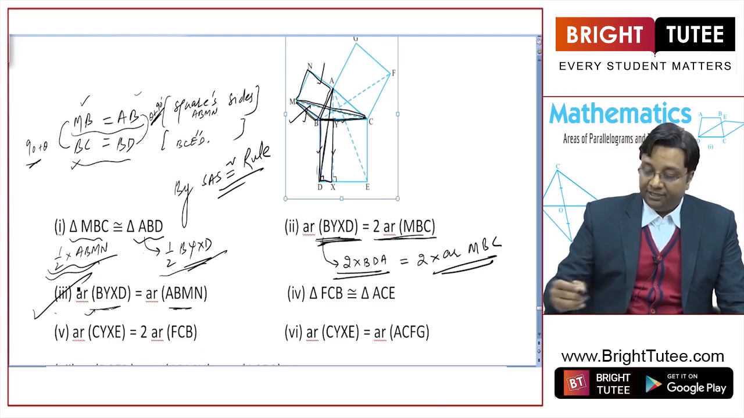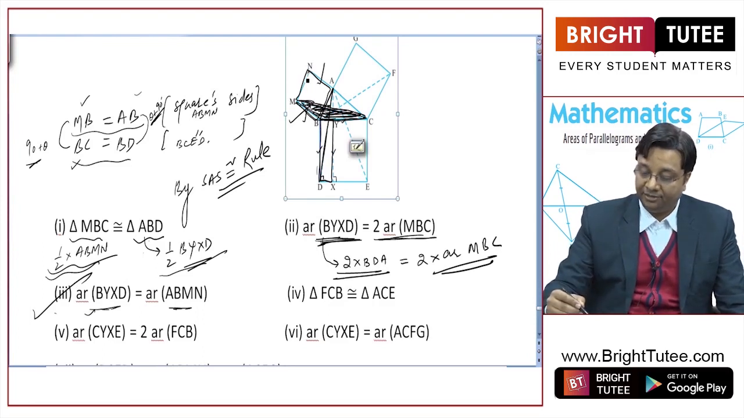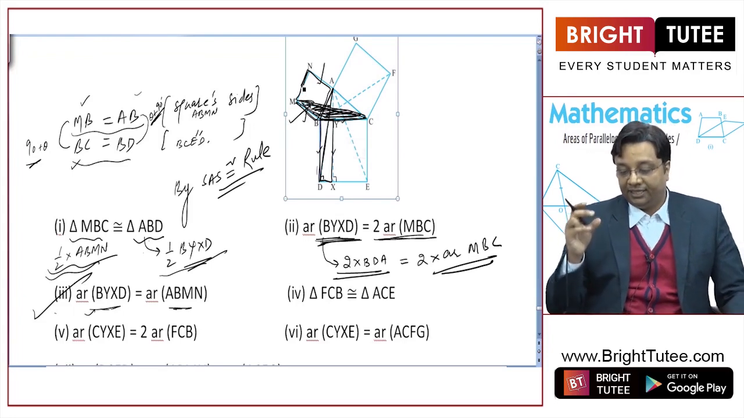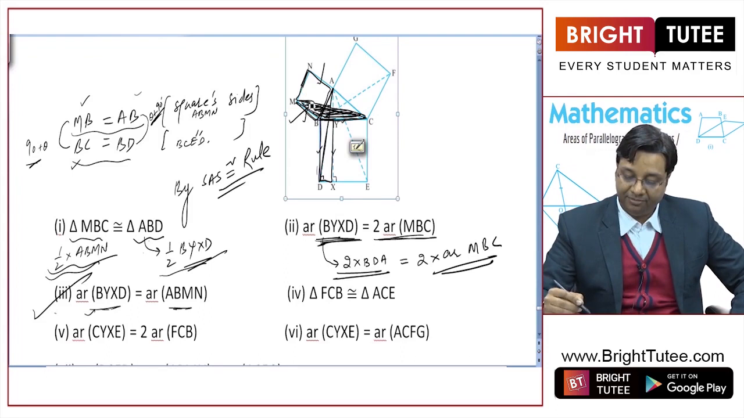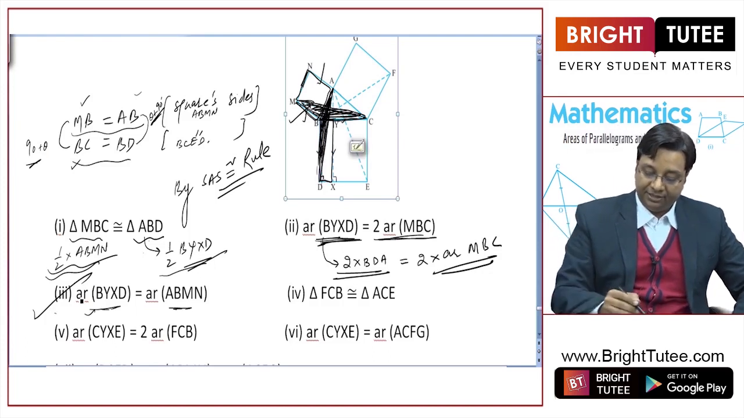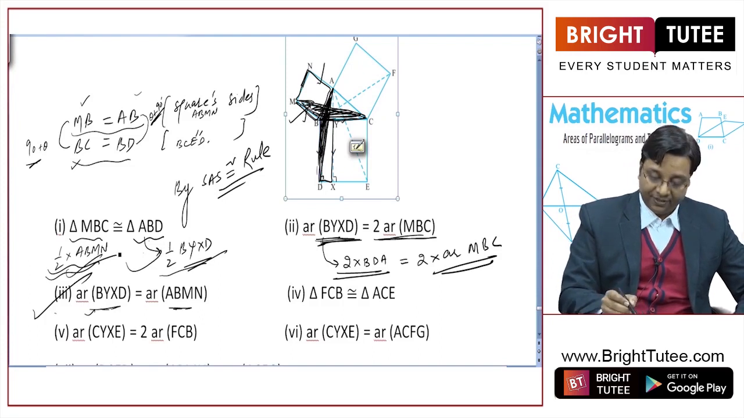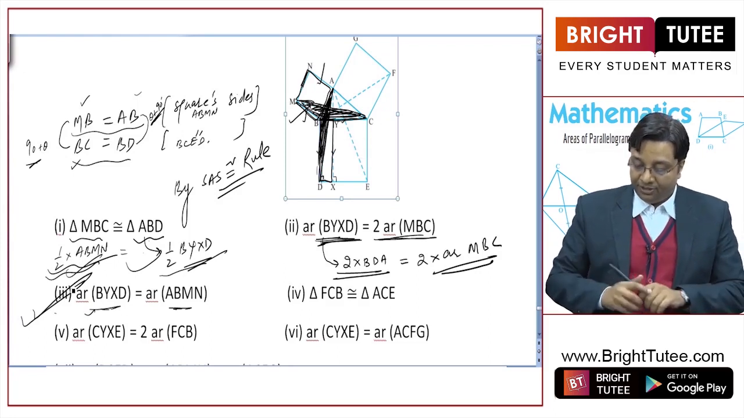So what I used here is that triangle MBC has got half the area of ABMN, and triangle BDA, that is this triangle, has got half the area of rectangle BYXD. So these are equal, and if the halves are equal, then their doubles will also be equal. Hence the third part is true. Let us move to the fourth part.